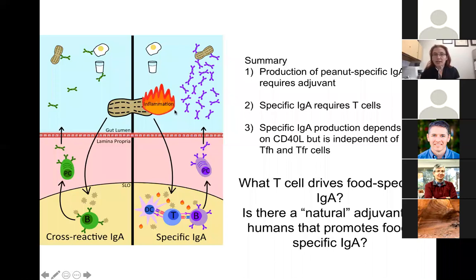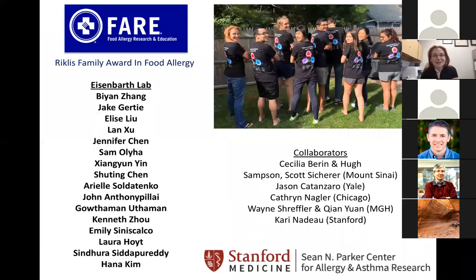But a second question that gets raised is, what is the adjuvant that's potentially inducing the same kind of response in humans, since we saw a very highly specific, high titer IgA response to peanut in our healthy individuals? All right, so with that, I will stop.